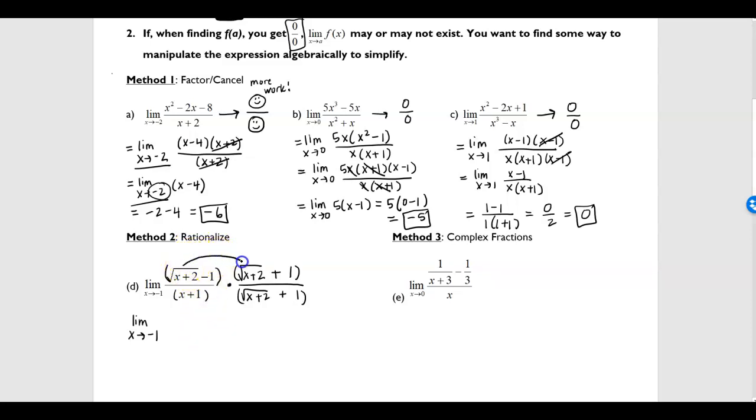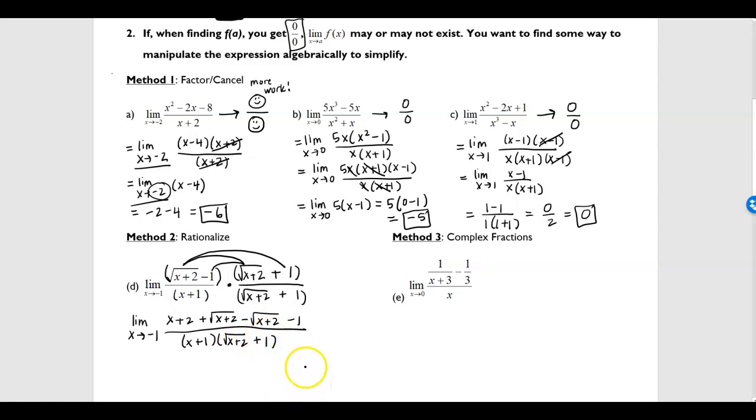So square root of x plus 2 times square root of x plus 2 is x plus 2. And then I have square root of x plus 2 times 1, so plus square root of x plus 2. And then minus 1 times square root of x plus 2. And then minus 1. I'm going to leave the denominator in the factored form, x plus 1 times the quantity square root of x plus 2 plus 1. And you'll see why in a minute.